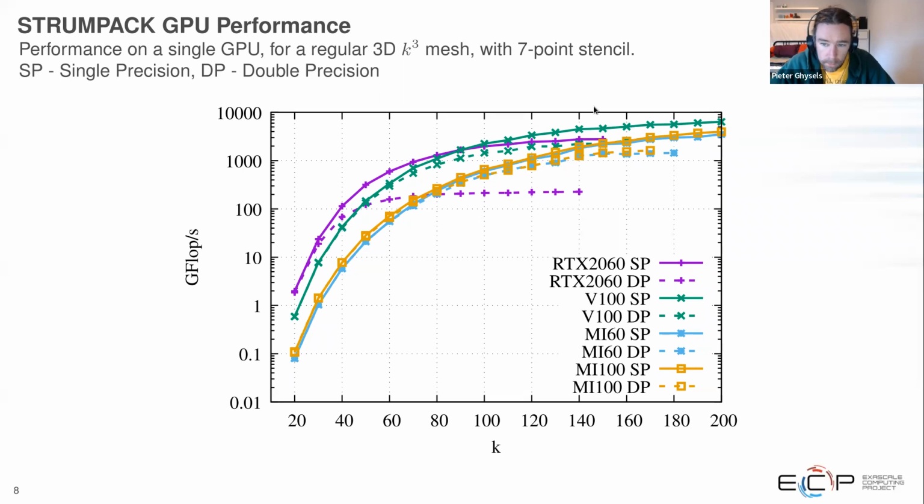And then the difference with single precision and double precision is typically a factor 2, except for this RTX 2060, where the difference is much larger, because that doesn't really have hardware support for double precision.